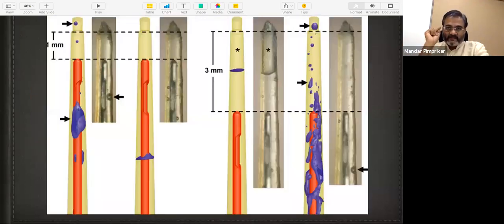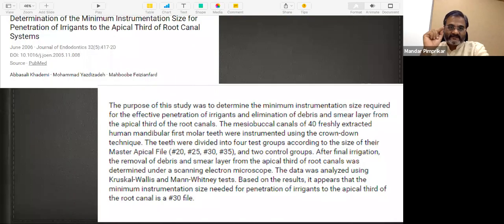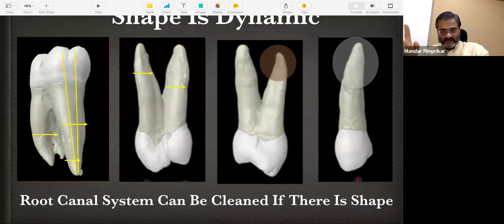That brings us to an important aspect, and that is the study which says that minimum preparation should be 30 ISO. Taper, you can play with the taper, either 4, 5, 6. Greater than 6 are not now preferred because we came across a lot of vertical root fractures. So we are again back to moderate tapers. 6 is a magic taper, but the apical enlargement should be at least 30. Why? Because we need to know the depth of the irrigation.